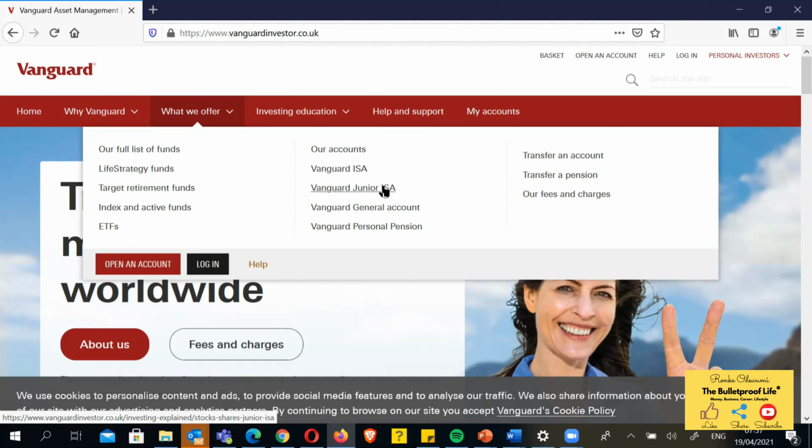In addition to these accounts, Vanguard also offers a Vanguard General account, which is not a tax saving account, but is an account that allows you to buy investments on this platform.